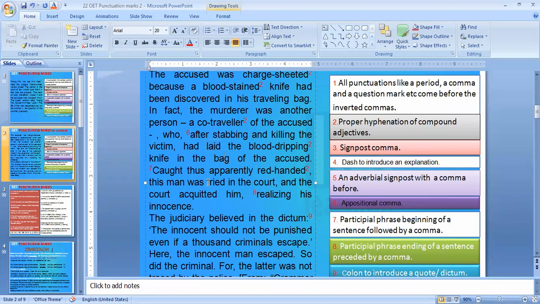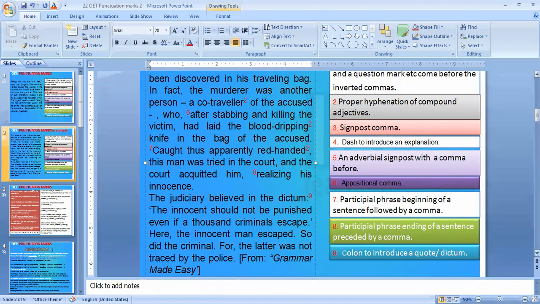Caught apparently red-handed, this man was tried in the court, and the court acquitted him, realizing his innocence. The judiciary believed in the dictum that the innocent should not be punished even if 1,000 criminals escape. The innocent man escaped, so did the criminal, for the latter was not traced by the police.